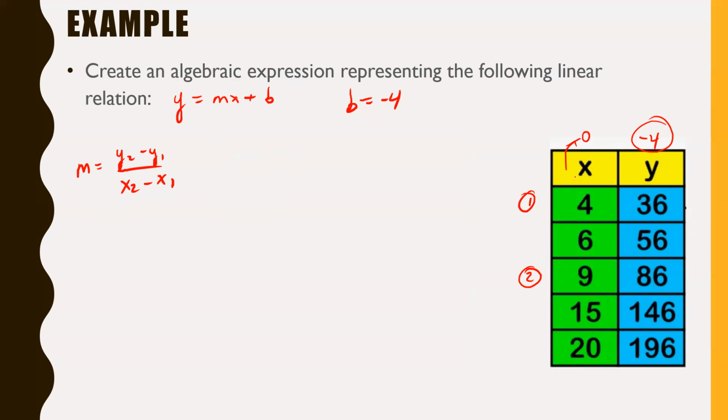So if this is my first point, this is my second one, that tells me this is x1, this is y1, this is x2, this is y2. So if I throw this into the formula, y2 is 86 minus y1 is 36 divided by x2 is 9 minus x1 is 4. Well, 86 minus 36, I'm pretty sure that's 50. 9 minus 4, I'm pretty sure that's 5. 50 divided by 5, well, that's just 10. So we know m is 10. So with the information we got, we already have enough information to finish the question off. Y is equal to 10, that's our m, 10x, and then plus b, so plus -4.